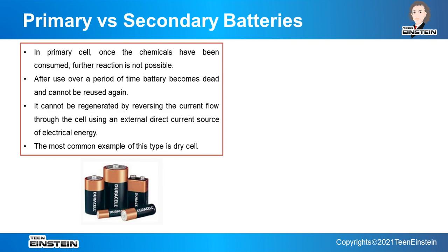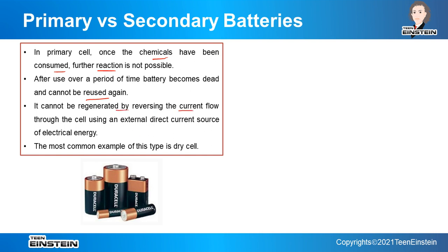So when we are talking about a primary cell, once the chemicals have been consumed, because we are using some spontaneous redox reaction, after the reaction, when the chemicals are consumed, further reaction is not possible. So this is as if one-time use. After use, over a period of time, it will become dead and we cannot reuse it again, just for one time. And it cannot be regenerated by reversing the current flow.